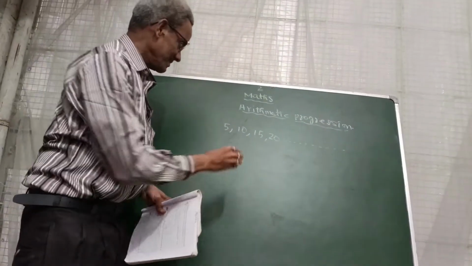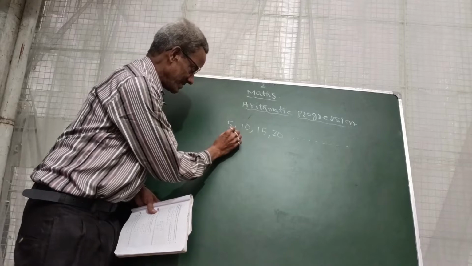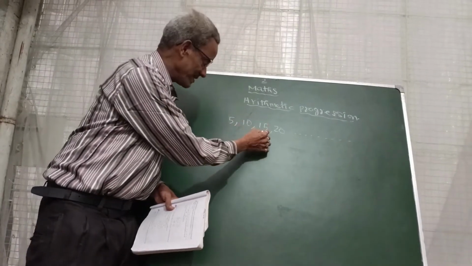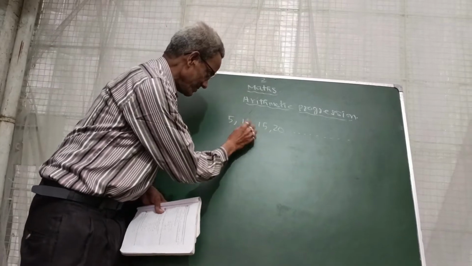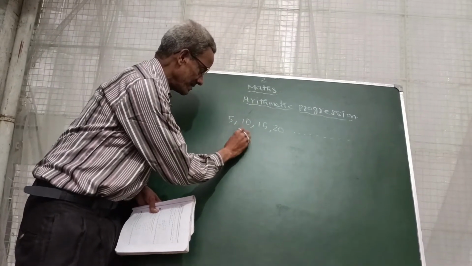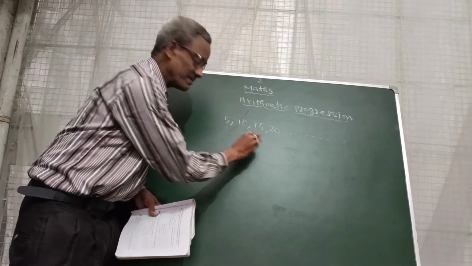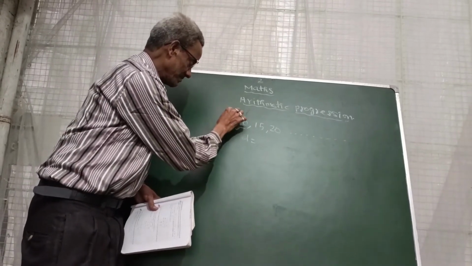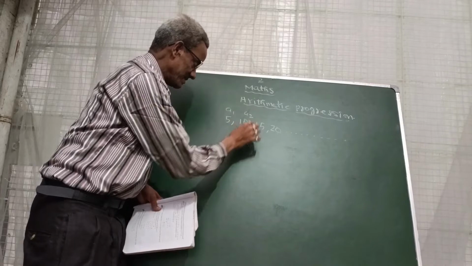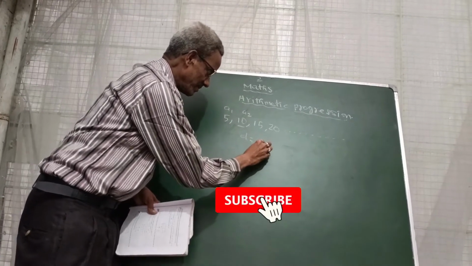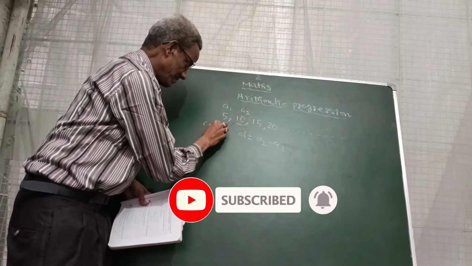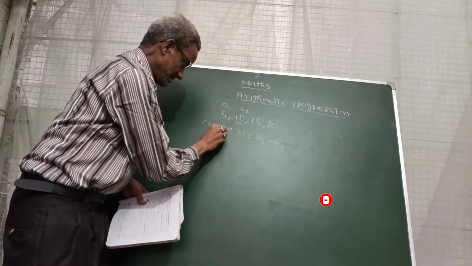Here the number is increasing. 5, another 5 is added, we get 10. Then another 5 added, we get 15. So the succeeding term minus the preceding term we call the common difference. If I take the first term as A1 and the second term as A2, then A2 minus A1 gives the common difference.